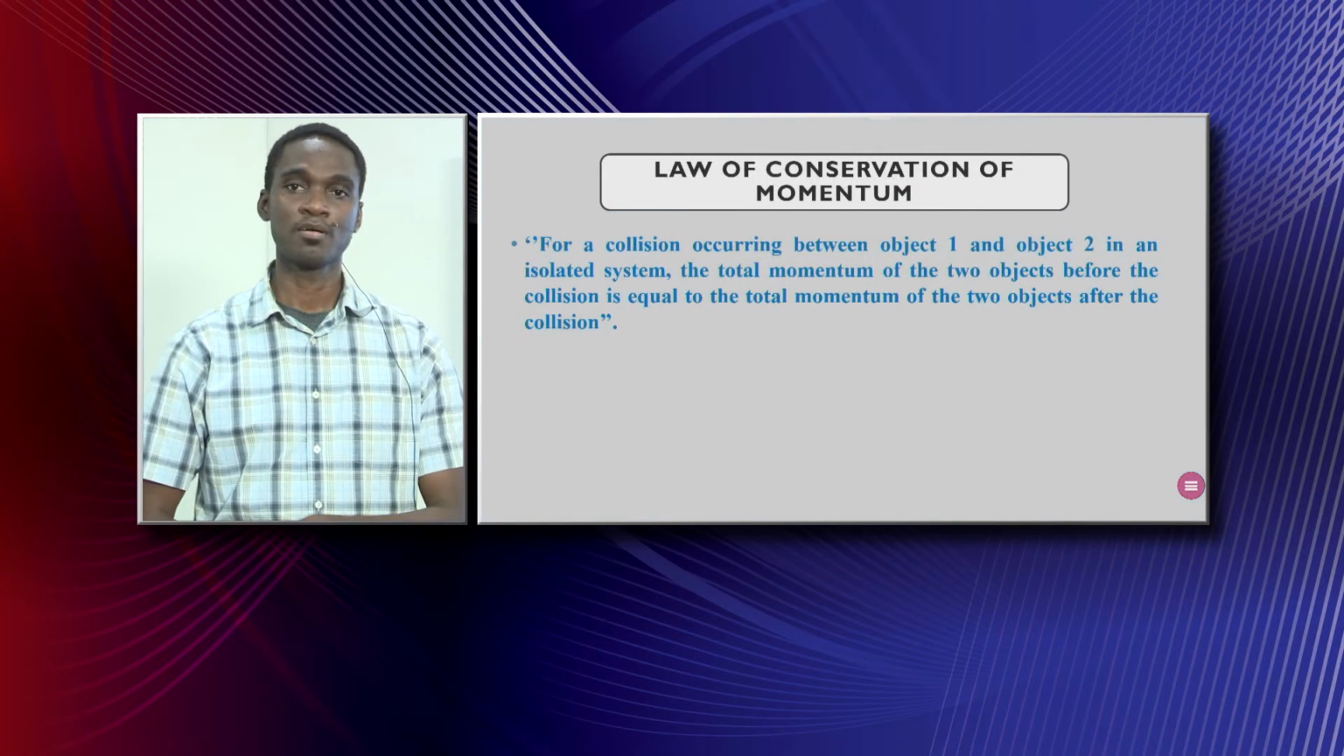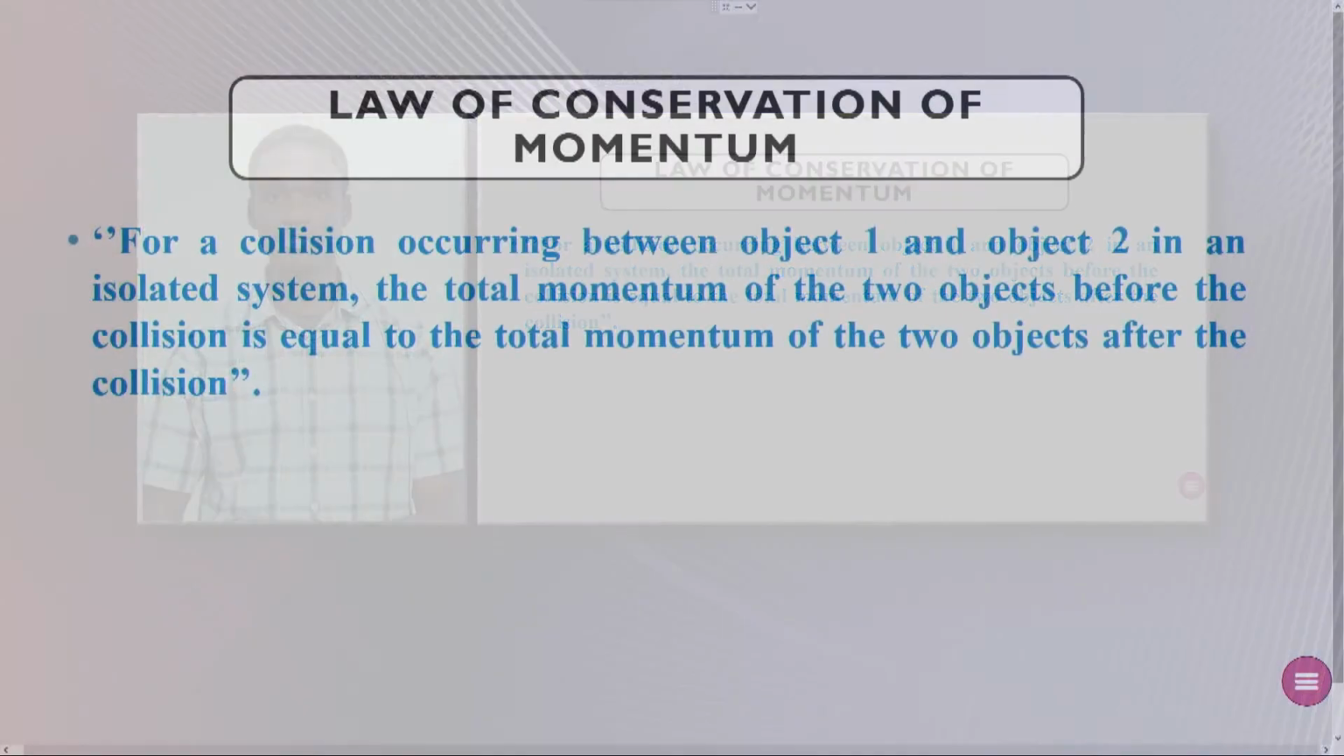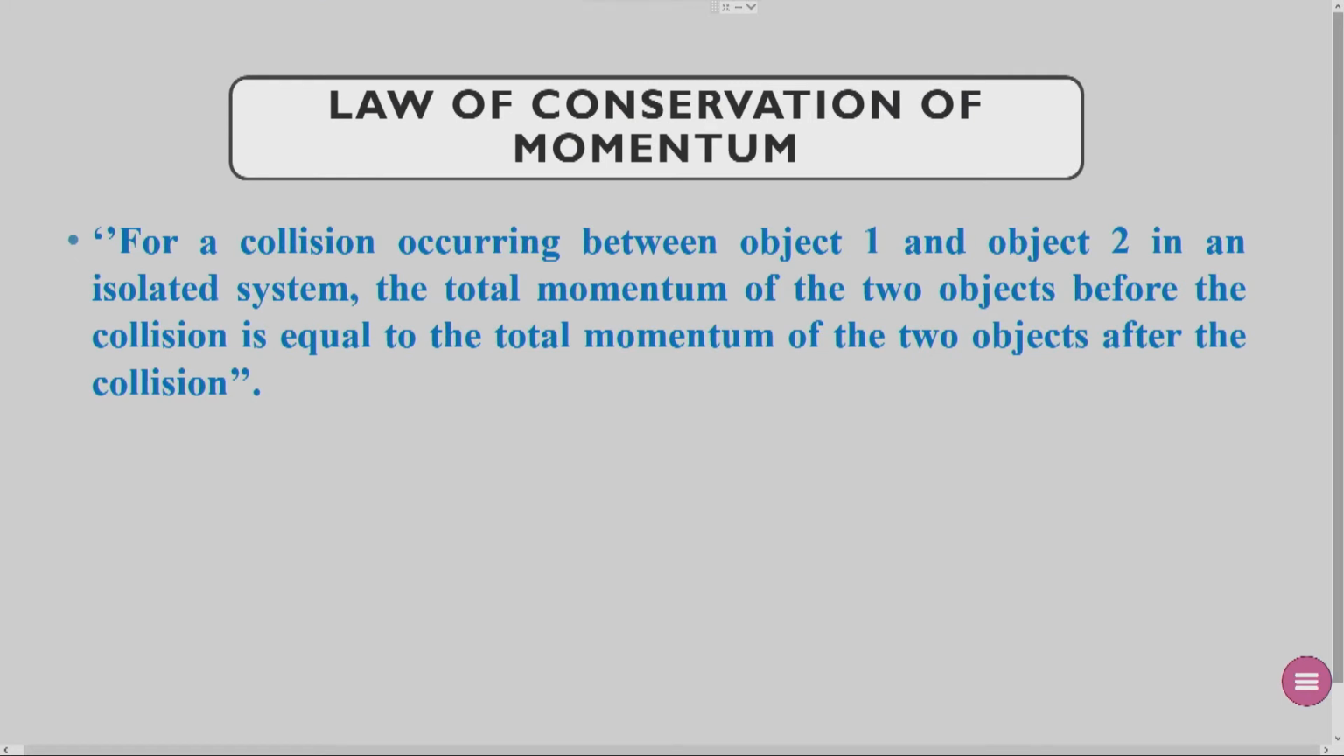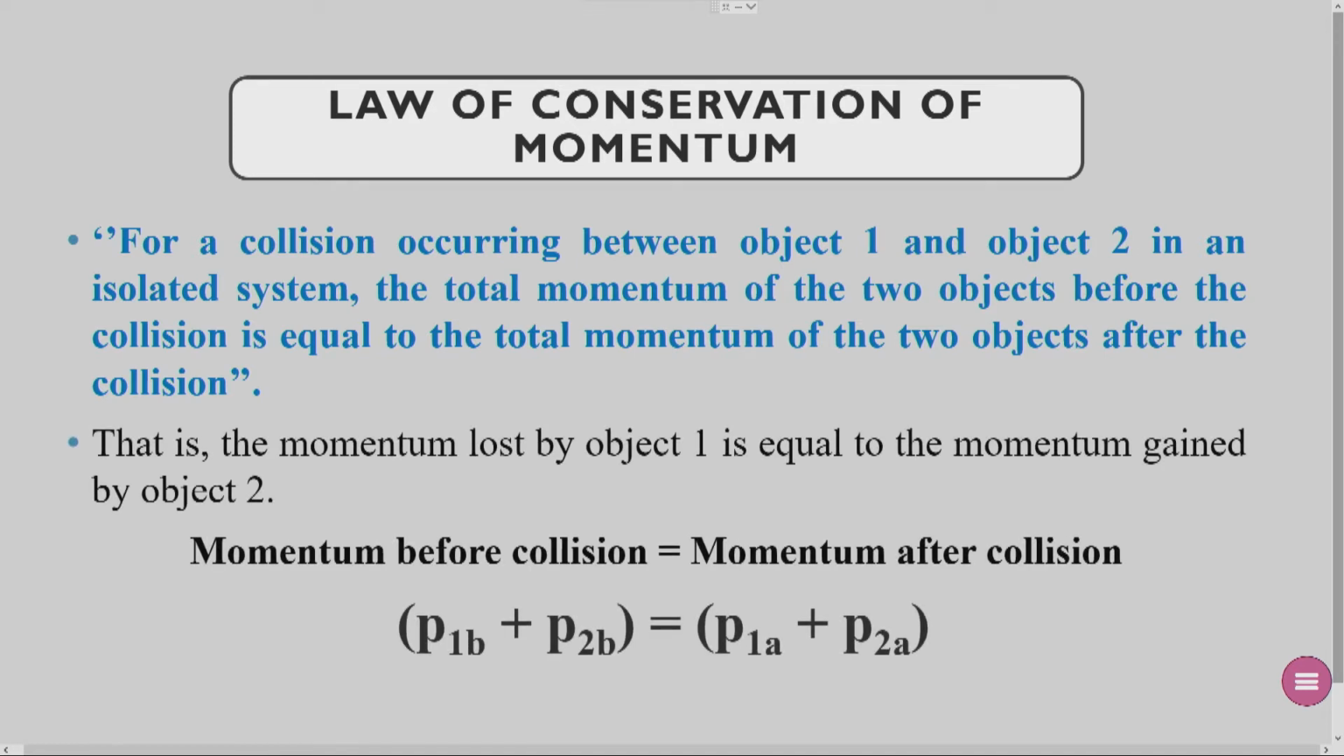The law of conservation of momentum states that for a collision occurring between object 1 and object 2 in an isolated system, the total momentum of the two objects before the collision is equal to the total momentum of the two objects after the collision. To simplify it, the momentum lost by one object is equal to the momentum gained by another object. And so we can say that momentum before collision equals momentum after collision.